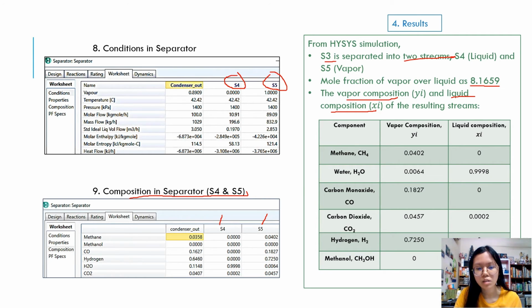So that's for the thermodynamics part. And now I will pass to my friend Azrizan to talk about the separation part.